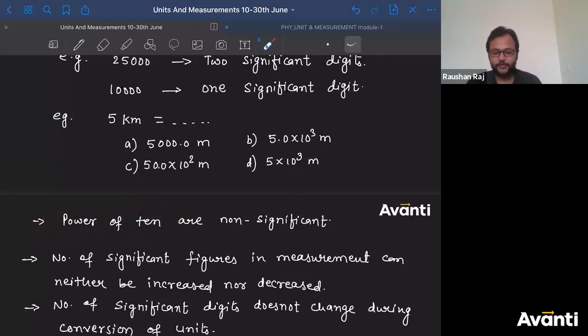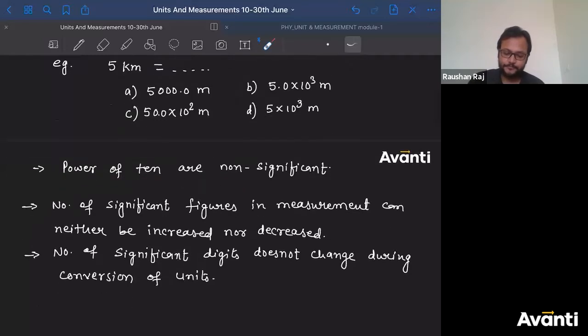See, when you try to express a number in scientific notation, then the power of 10 is non-significant. इसका कोई मीनिंग नहीं है. ठीक है, power of 10 is non-significant first. Secondly, the number of significant figures in a measurement can neither be increased nor decreased, because this number of significant figures is related to the precision. ठीक है, तो इस number of significant digits को या figures को you cannot increase or decrease.